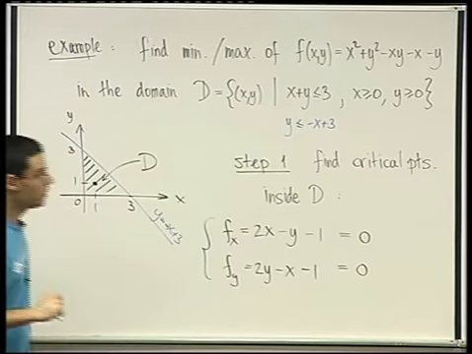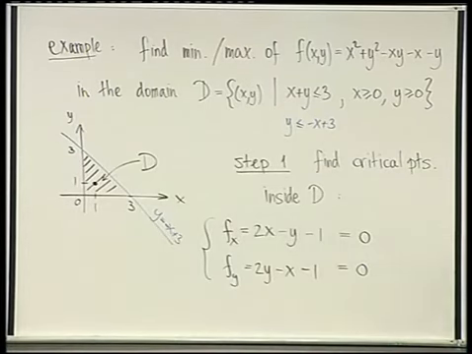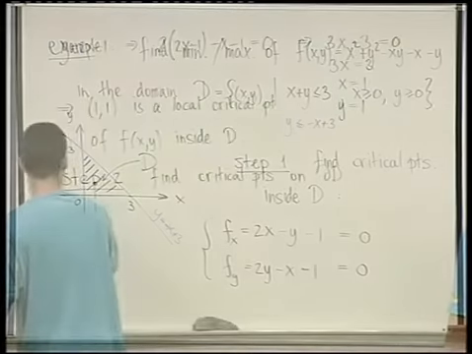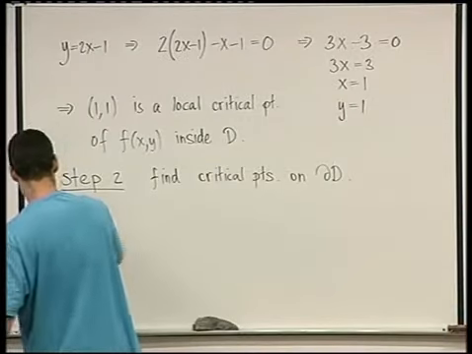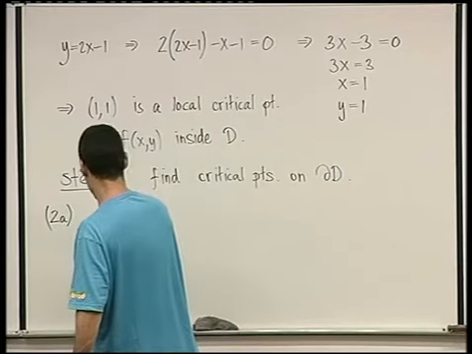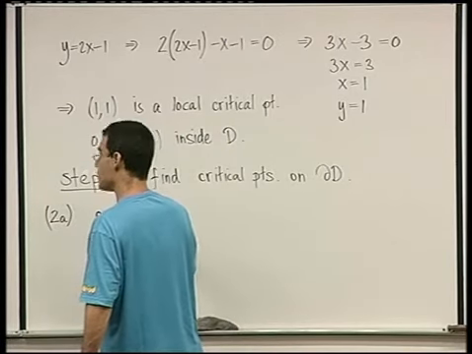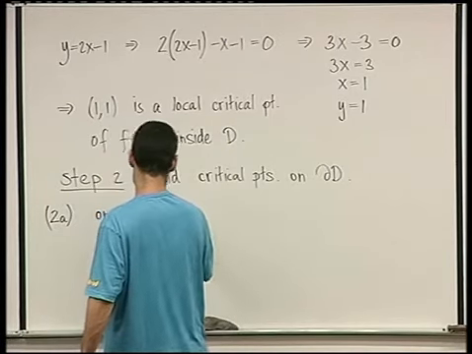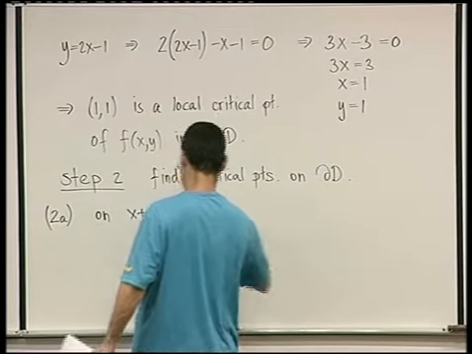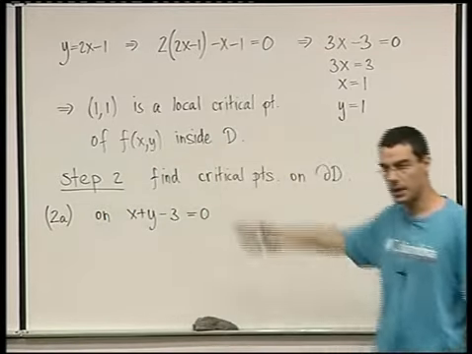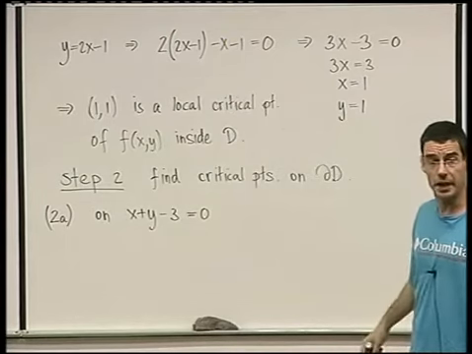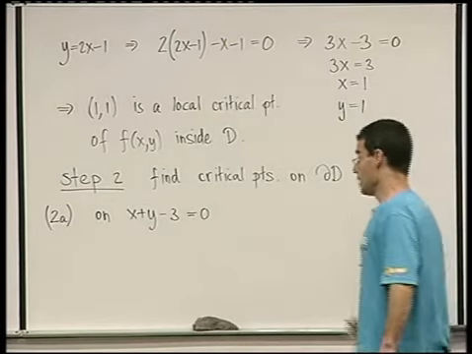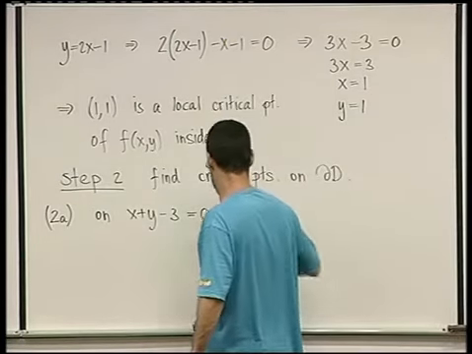Okay? Let's do that. So first of all, let's call it 2a. 2a is going to be on x plus y minus 3 equals 0. That's on the hypotenuse of that triangle. Okay? So what do we get on that hypotenuse of that triangle?